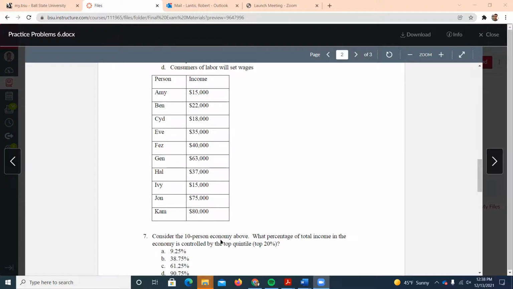Well, 10% of 10 would be 1. So if I want the top 20%, that would be the top 2 people. So I'm going to look for who has the 2 highest incomes. It looks like it's the last 2 people down here. So the top 20%, or the top 2 people, are earning what, $155,000. Right? So how do I come up with what percent they own?